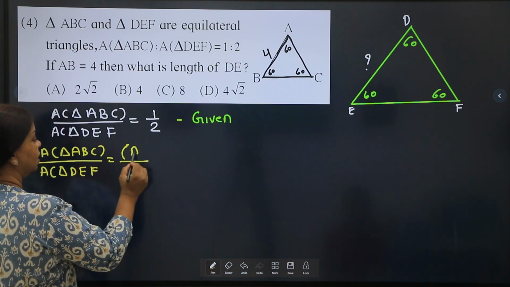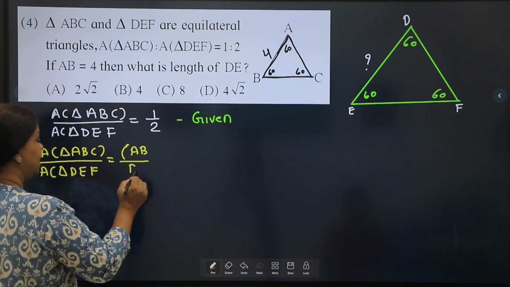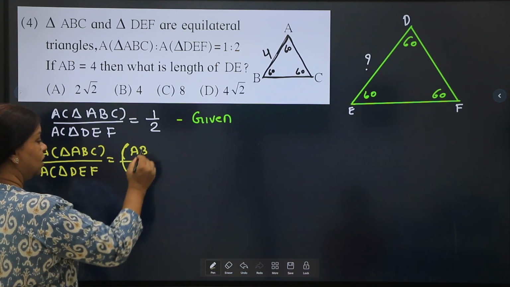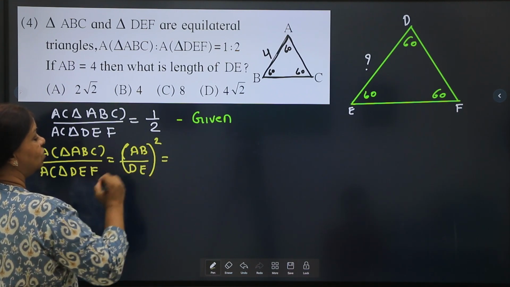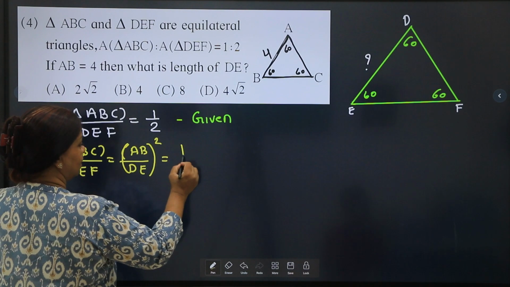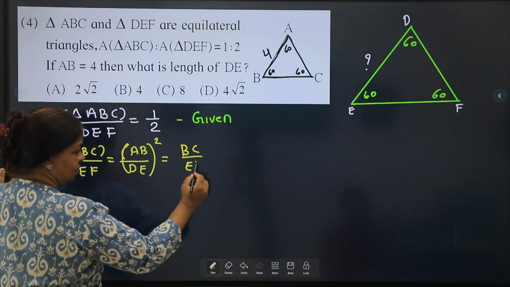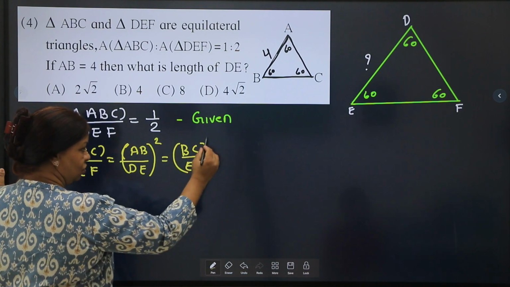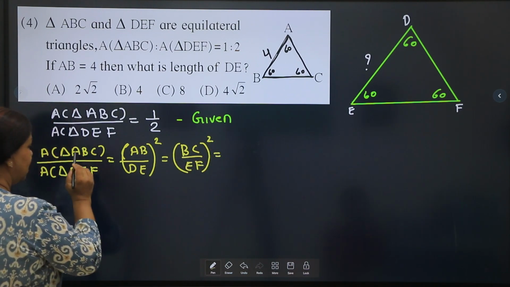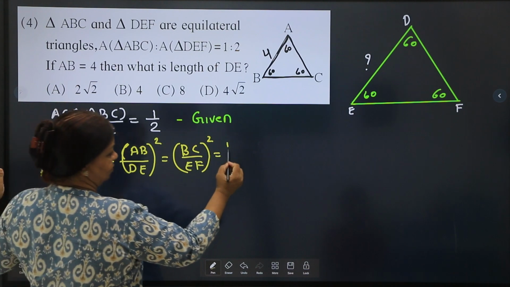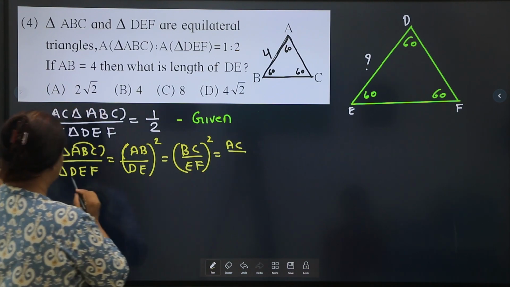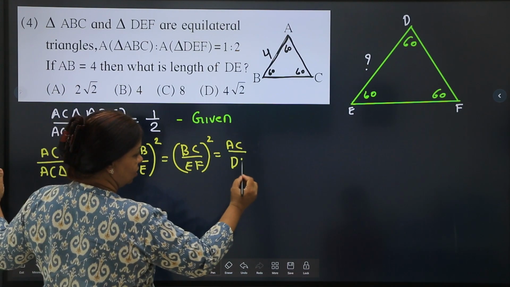AB upon DE the whole square is equal to BC upon EF the whole square is equal to AC upon DF the whole square.